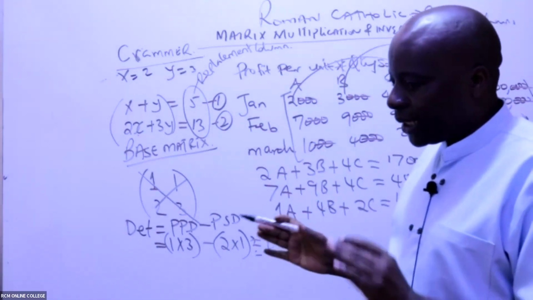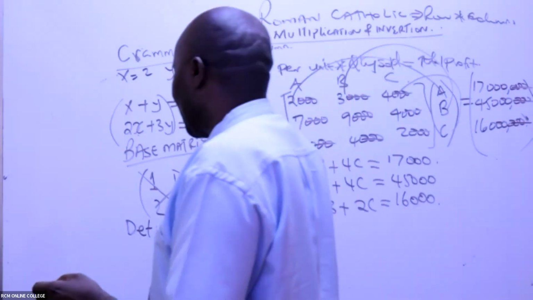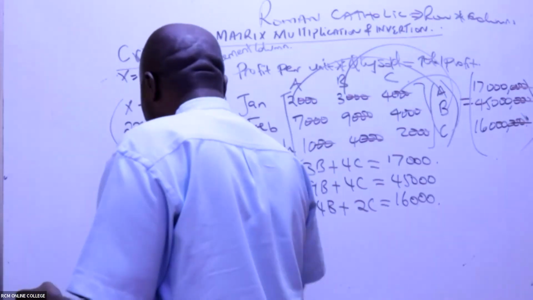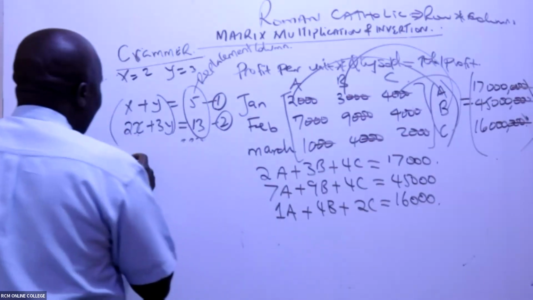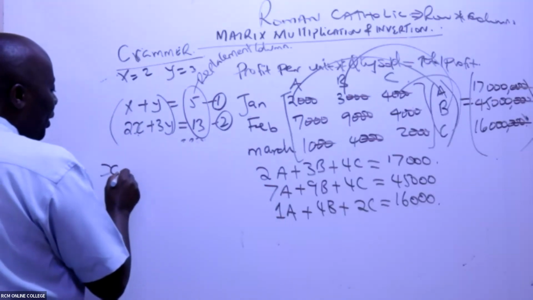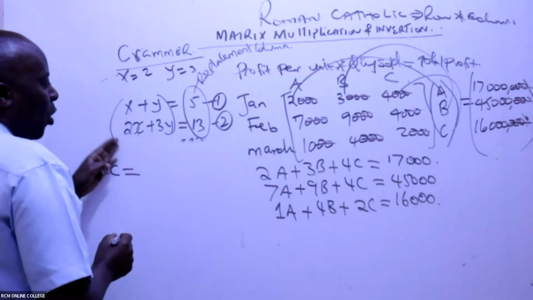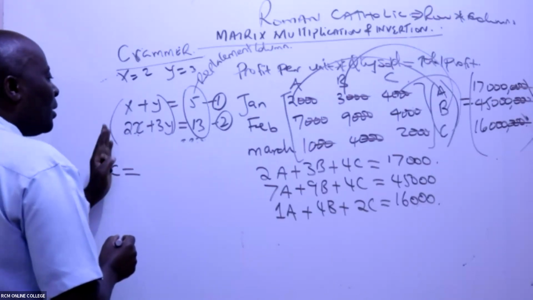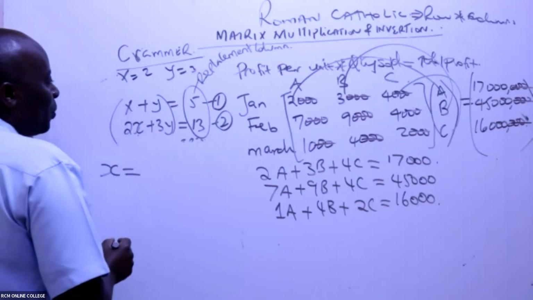Replacement column. Please listen, because now I'm coming to the end of this. We know what the base matrix determinant is. It is 1. Now listen. According to Cramer, if you want to get the value of x, you see x is column number 1, the column of x must disappear.